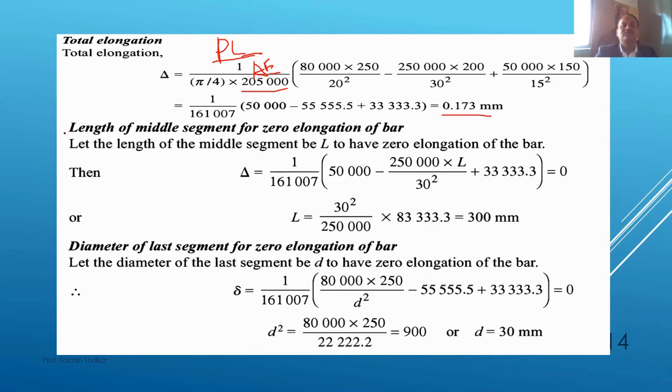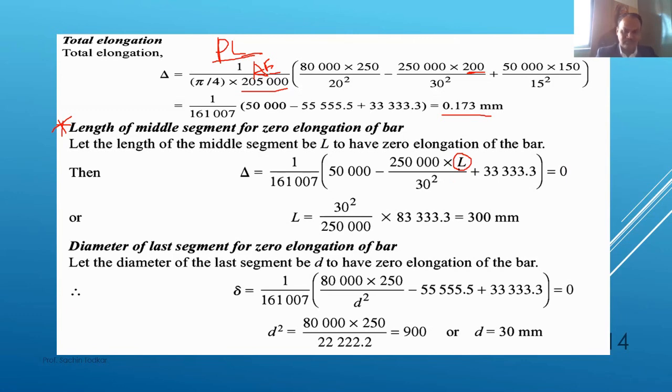Now the second and third parts are somewhat tricky. The second part is the length of the middle segment. We have to calculate the length of the middle segment for zero elongation. So we'll write delta L is equal to 0. The middle segment's length was 200. We'll replace it by small l, or L, as we have to calculate this value of L.